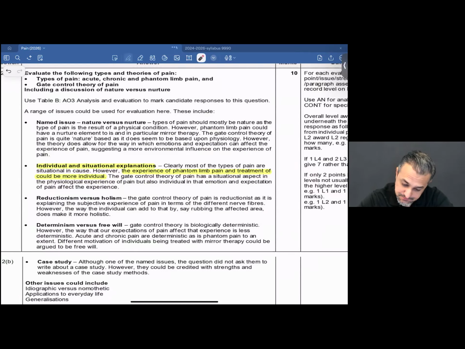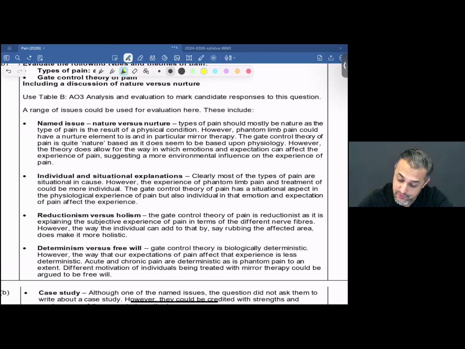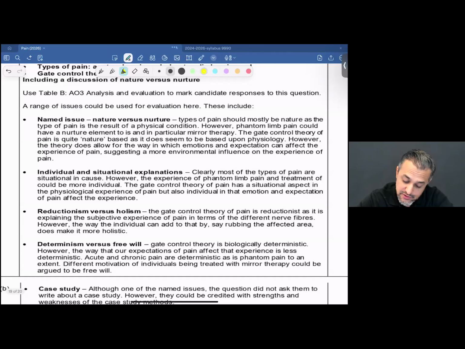So here, I'll highlight the content that we have specifically on the gate control theory. So if we try evaluating this in terms of nature versus nurture, the gate control theory of pain is quite nature-based, as it does seem to be based upon physiology. However, the theory does allow for the way in which emotions and expectations can affect the experience of pain, suggesting a more environmental influence on the experience of pain as well.